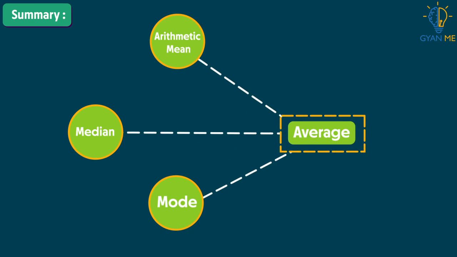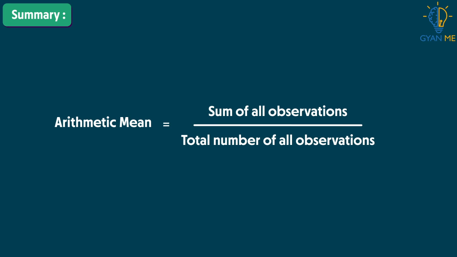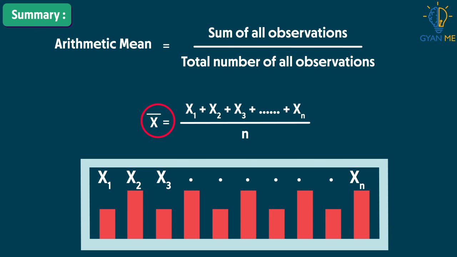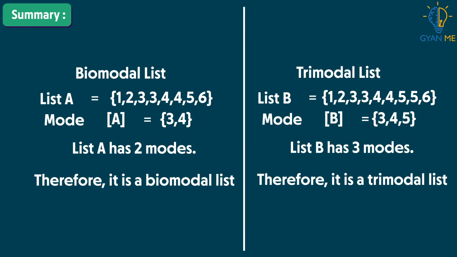So students, let's quickly summarize what we have studied. We saw that mean is sum of all observations divided by total number of observations mathematically, also known as arithmetic mean or simply average. It is denoted by x bar. Median is the value or number in the data which is at the central position. Mode is the most typical or most repeated value of data.